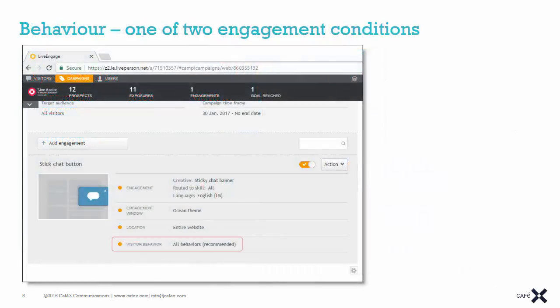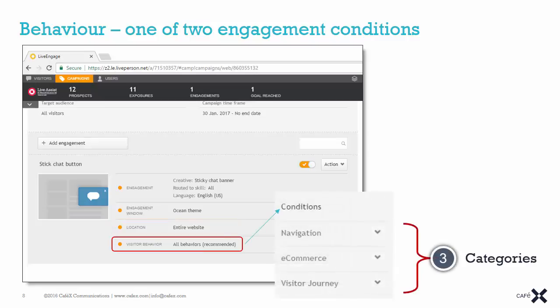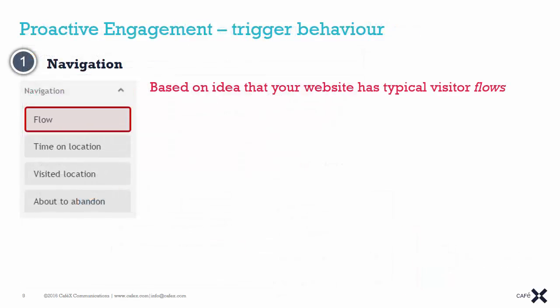Now, behavior is one of the two conditions that you can specify inside the engagement configuration, the other being location that we've explored in another video. And there are three categories from which we can build our behavior definition: navigation, e-commerce, and visitor journey. Let's begin with navigation and look at flow.